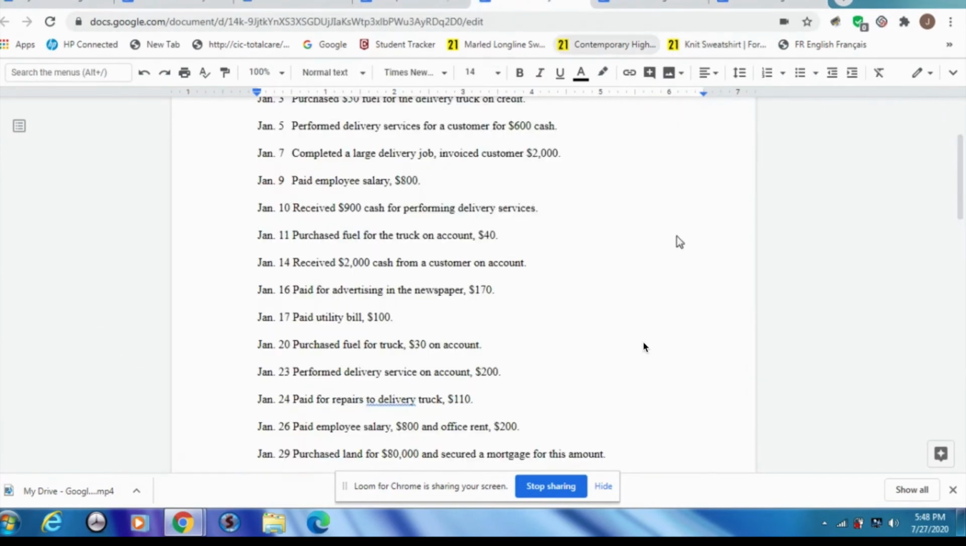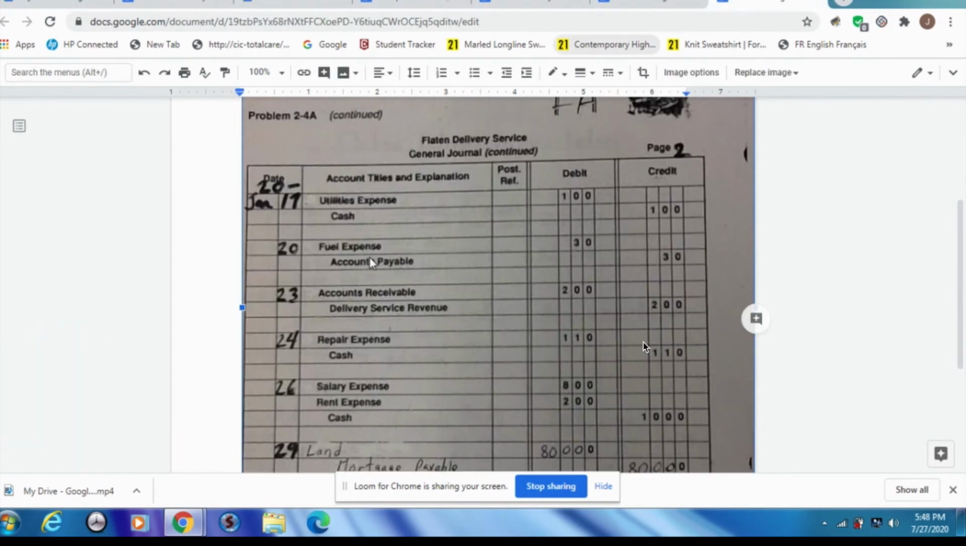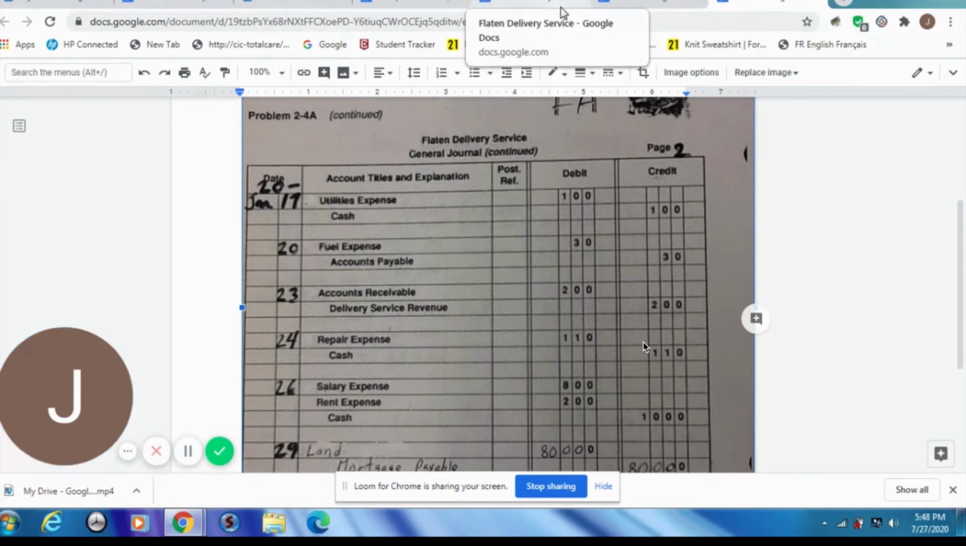All right, so here we have the next one, and it looks like on the 20th, we purchased fuel for our truck, $30 on account. Okay, so we're purchasing fuel once again. So let's go and complete that one now on the 20th. So on the 20th, we're going to debit fuel expense $30, and then we're going to credit accounts payable $30 as well. Okay, and leave a blank space, of course, and then we're going to go back and look at our transaction sheet once again.